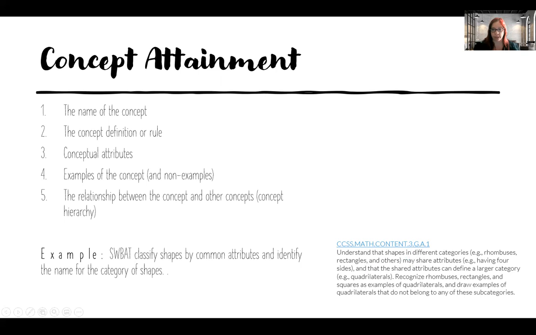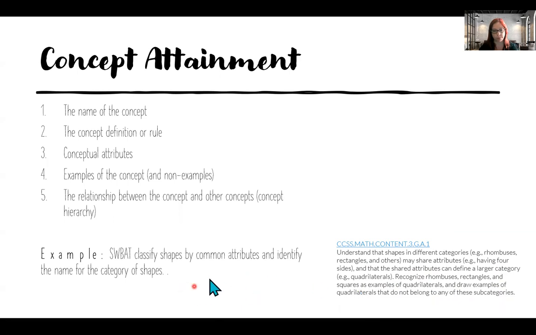And it's understanding that shapes have different categories, such as rhombuses and rectangles. They might share attributes, such as having 4 sides, and their shared attributes can define a larger category, such as quadrilaterals. So this standard is all about this idea of quadrilaterals and looking at the subcategories.